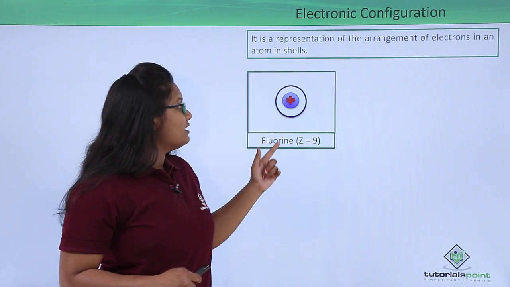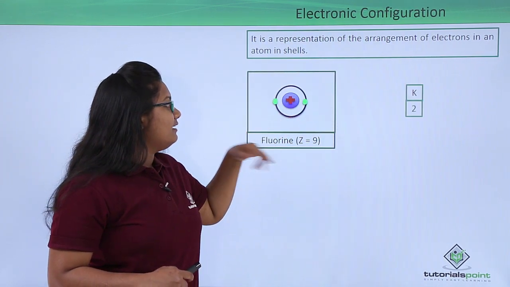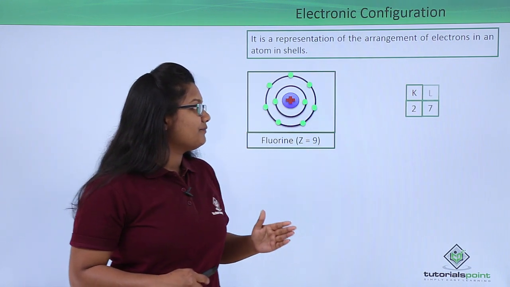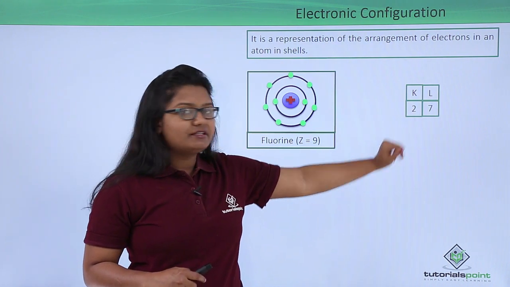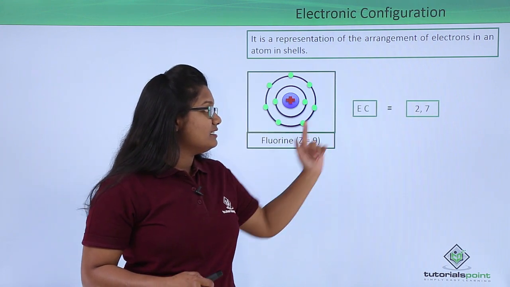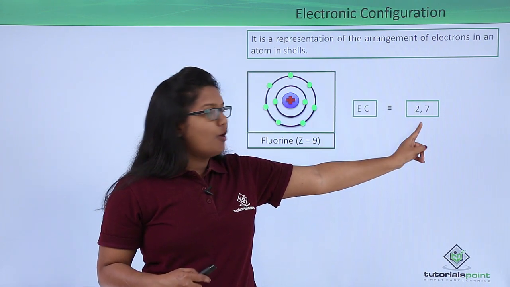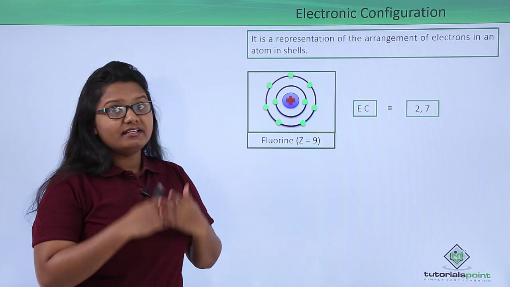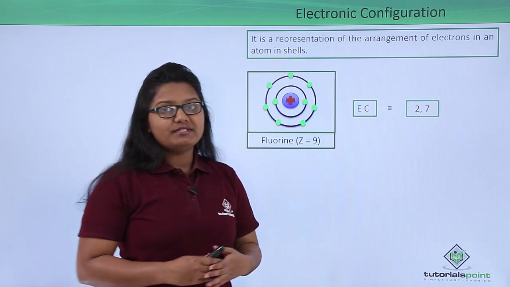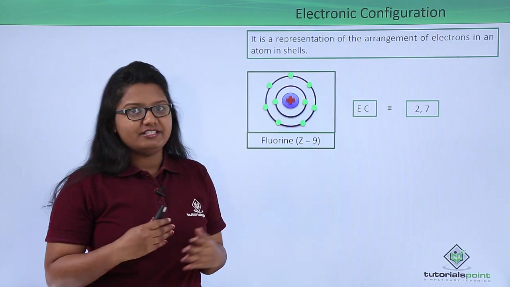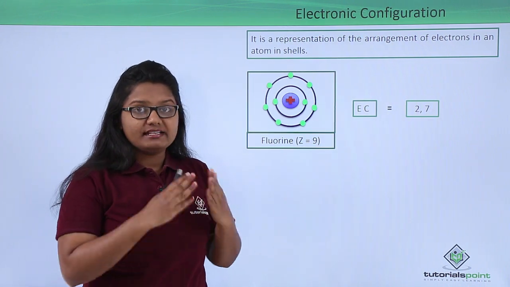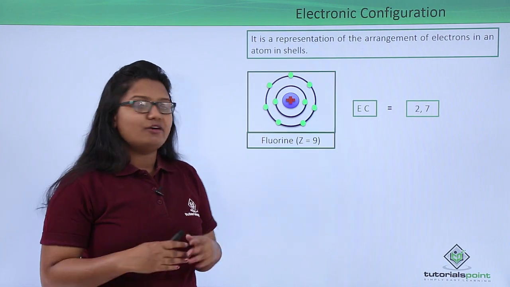So we will be placing first 2 electrons in K shell. The next 7 electrons we will be placing in the next shell, that is L shell. So for K shell there are 2 electrons and for L shell there are 7 electrons. So its electronic configuration is represented like this, that is 2, 7. And from here we can clearly notice that there are 2 electrons in K shell and 7 electrons in the next shell, that is L shell. So electronic configuration gives us an idea of how many electrons are there in particular shells of an atom.